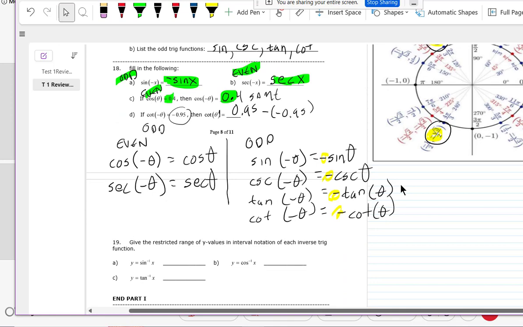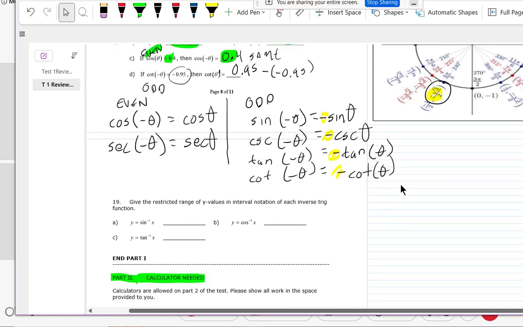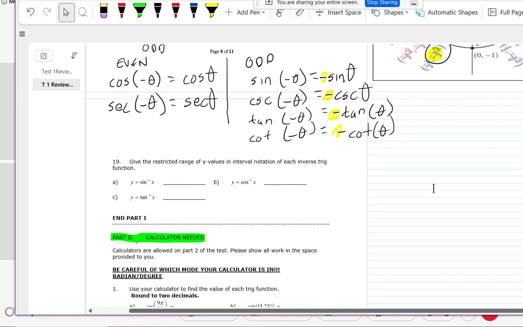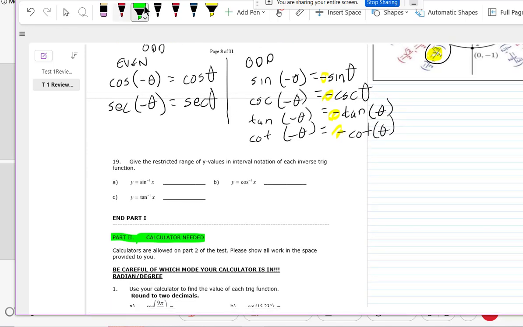Next thing we'll look at, transitioning, is restricted range. These are things you have to memorize. Number 19, you're going to use this in the second half of the class when we get into a lot more application stuff. It becomes really helpful to understand what I mean by restricted range. You just have to memorize these, and they're all a little different.